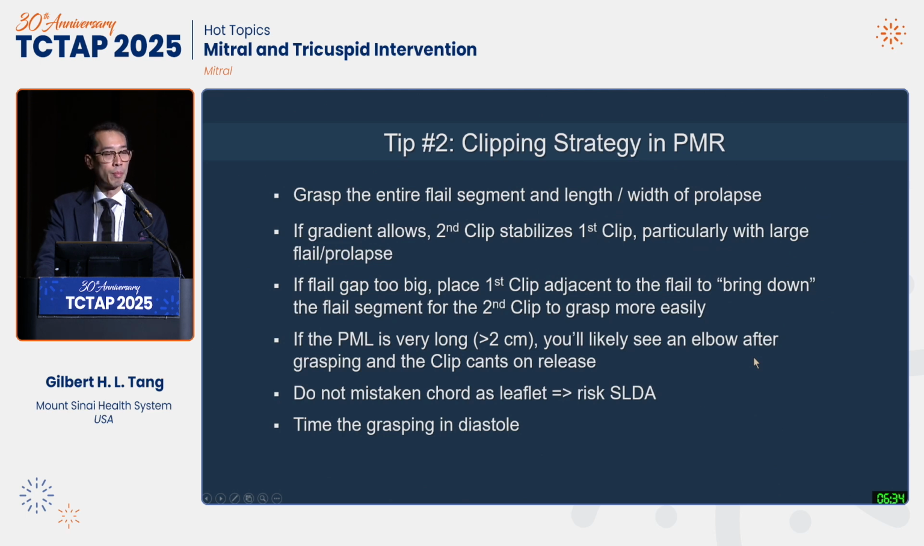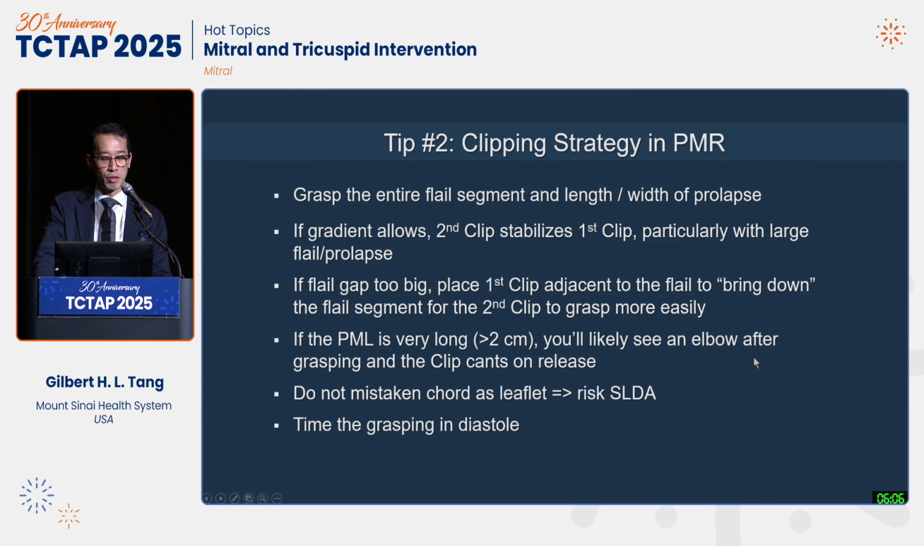The other tip, number 2, is the clipping strategy in primary MR. So we like to grab the entire flail segment or the prolapsing segment. And if the gradient allows it, we like to put a second clip so that you can actually stabilize the repair, particularly if your prolapse or flail is large. If the gap is too big, you might want to put the first clip next to the actual flail. Then you bring down the flail segment, and then you can do the second clip to grasp the actual pathology.